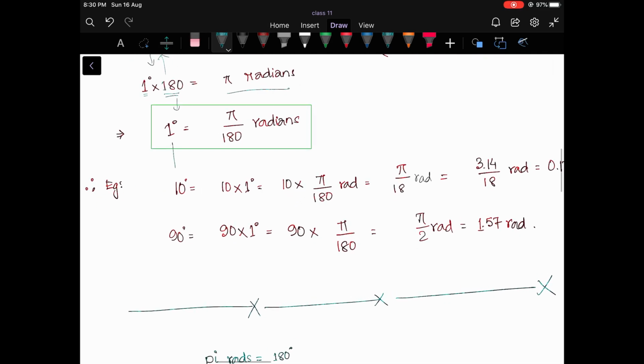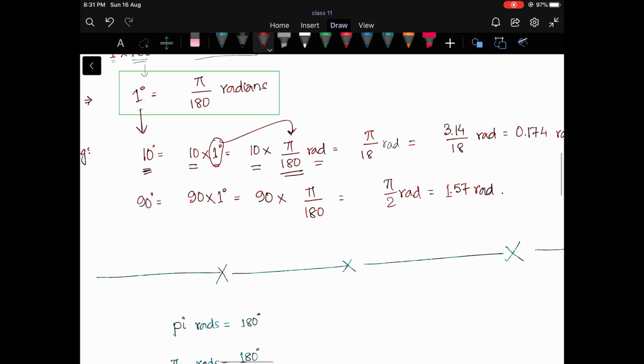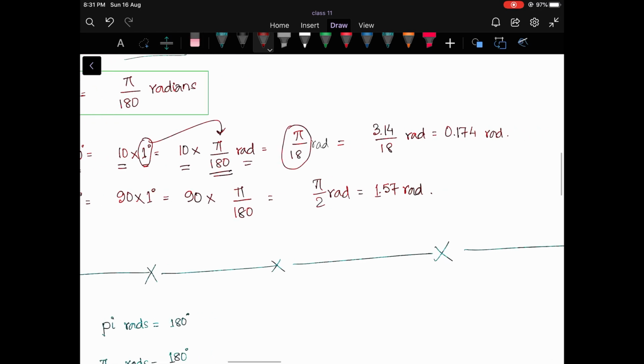Since we know the value of 1 degree in terms of radians, we can write 10 degrees must be equal to 10 times 1 degree. 1 degree we already know is pi by 180 radians. So 10 degrees will be equal to 10 times pi by 180 radians. This pi by 180, you can write as 3.14 by 18 approximately, and that is the measurement of 10 degrees in radians, which comes out to be 0.174 radians.